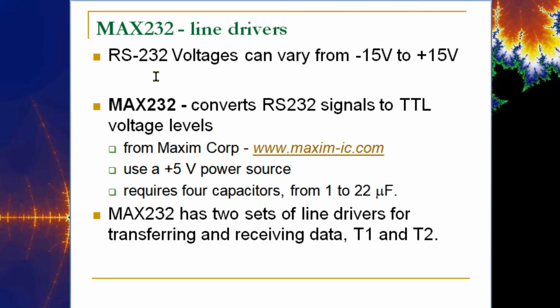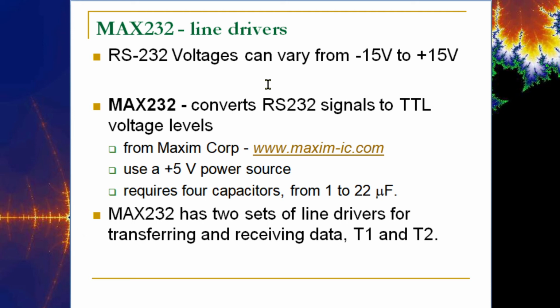Again, because RS-232 voltages can vary from -15 to +15, you have to have a line driver to convert down to TTL voltage levels, because TTL is 0 and 5. It makes it super simple. But RS-232 was done well before that, so that's why they don't play nicely together.